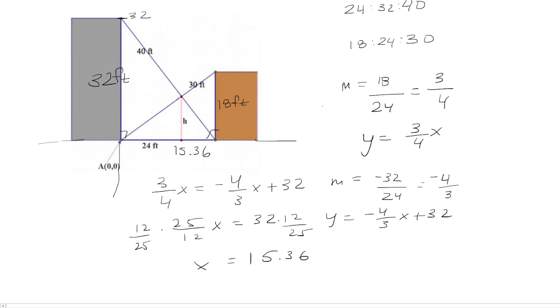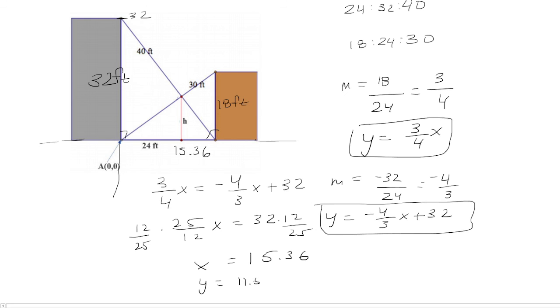So we can plug it in to either equation. So plug it in to this one or this one. It's easier to plug into the first one because I don't need to add anything. So I'm going to take 15.36 multiplied by 3 divided by 4, and I'm going to get 11.52 as the y value. And so the height here is going to be 11.52.